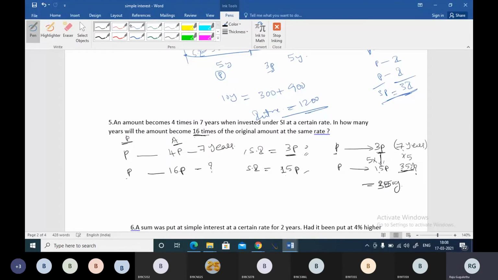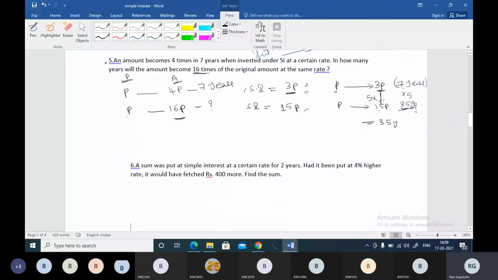So you can clearly say that in 35 years this P will become 16P. This is also an important model problem. After 1 month, if you open this question number 5, you will again get confused and say the wrong answer. So keep practicing this model of problems. Now question number 6. You can see question number 6.